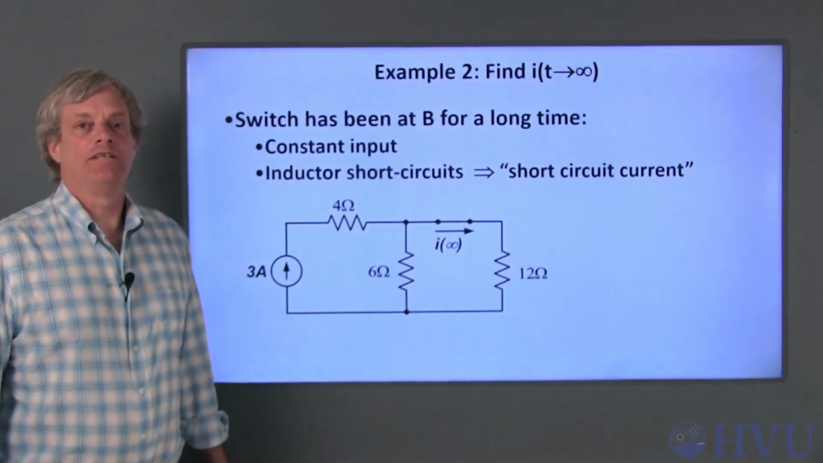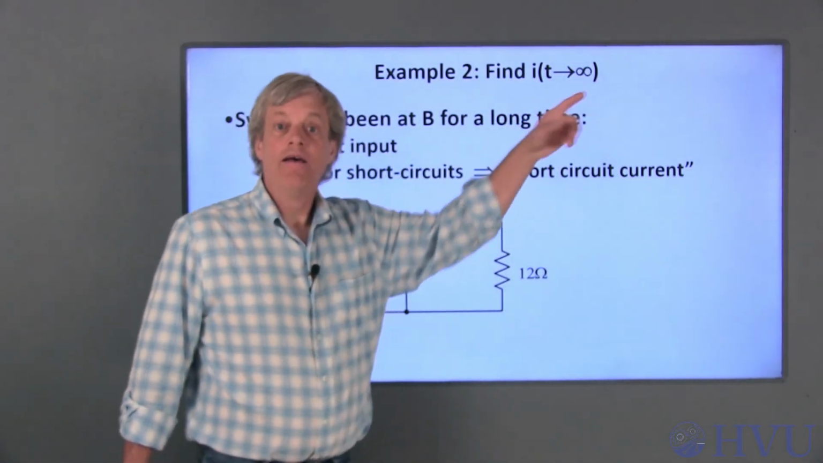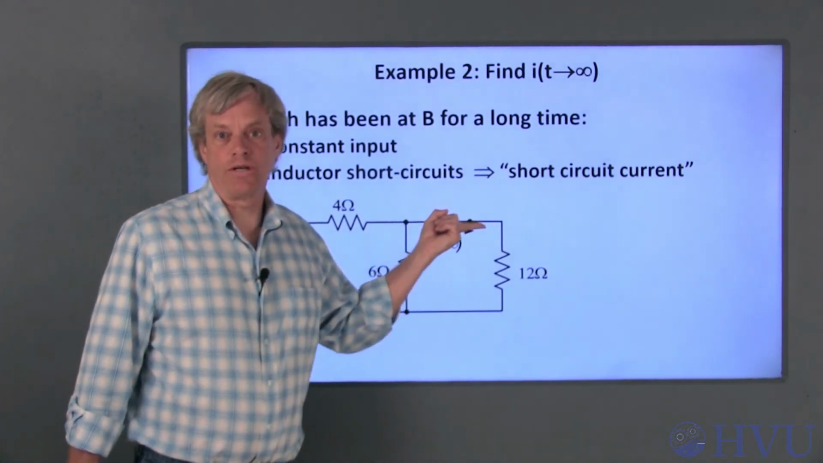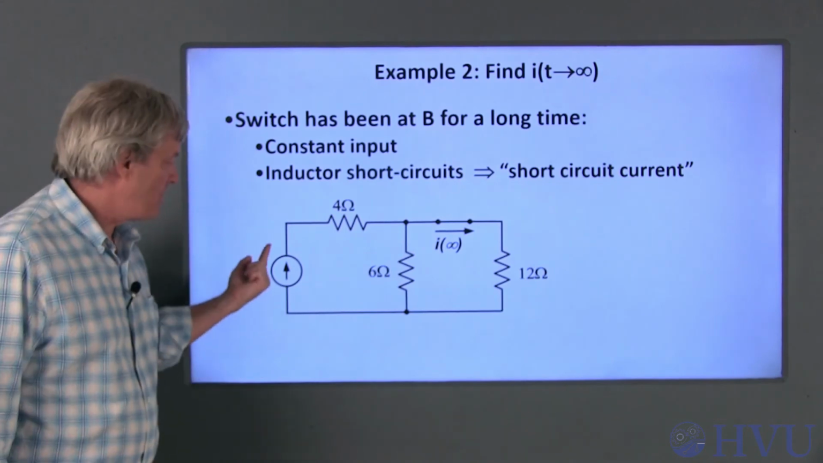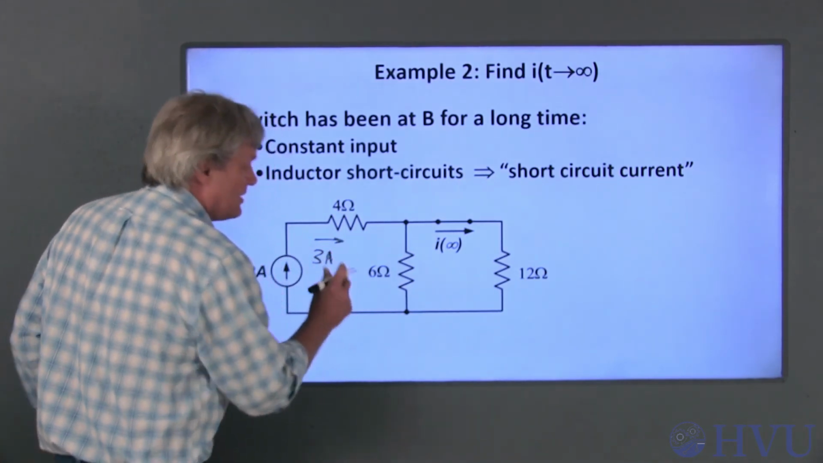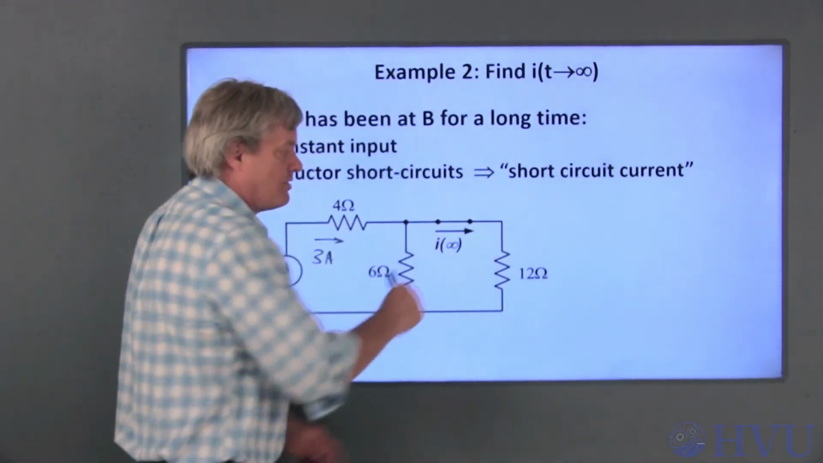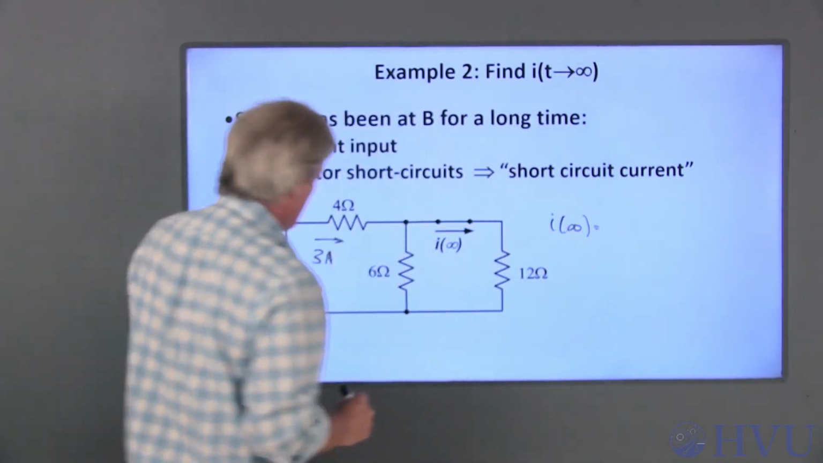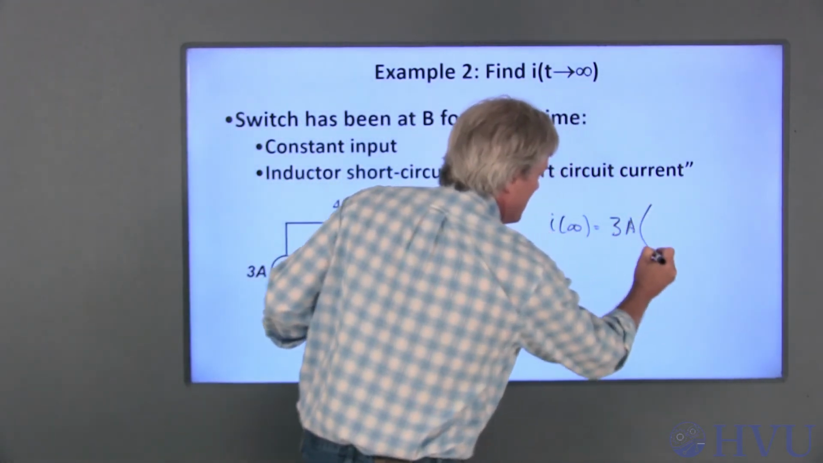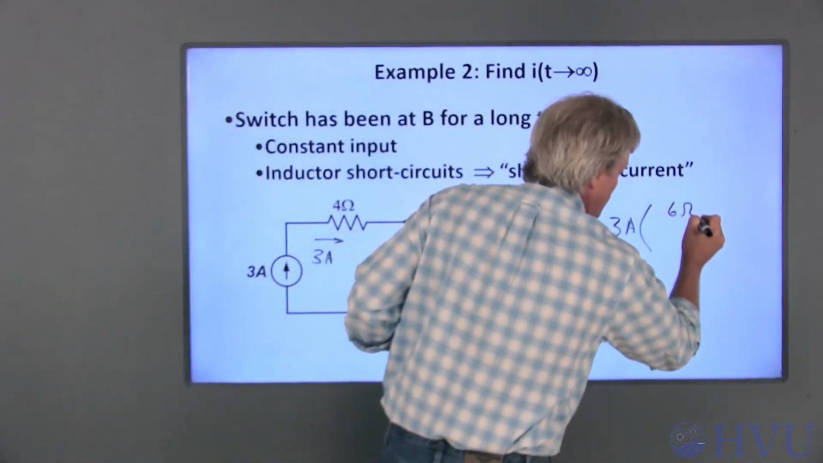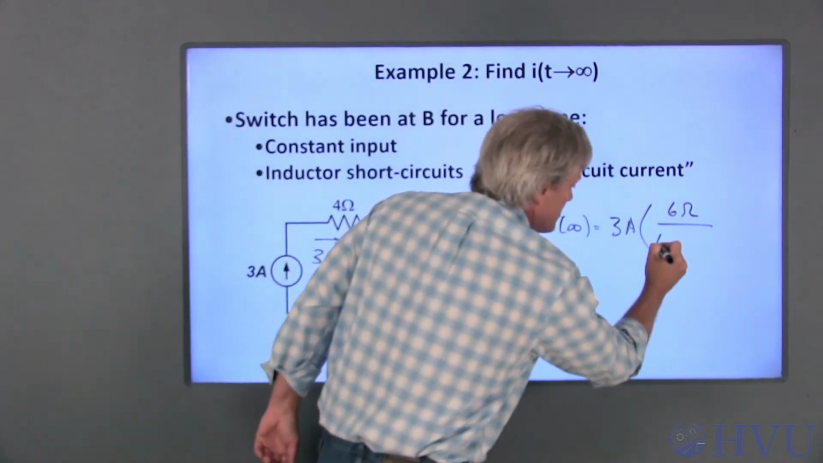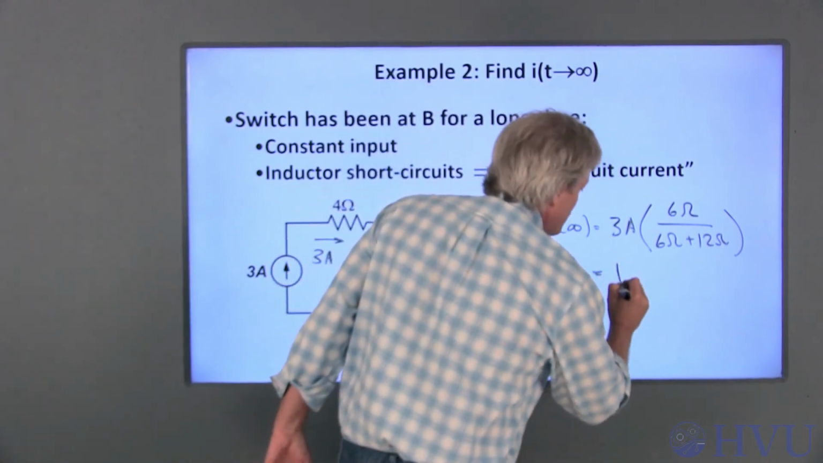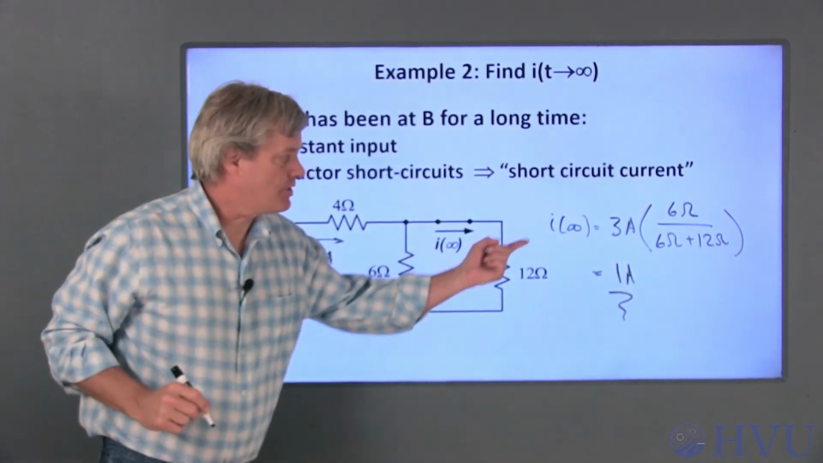Finally, the final condition is the inductor current as time goes to infinity. The inductor has been connected to the constant current source for a long time, so the inductor behaves like a short circuit. The inductor current can be determined from a current divider. We know the current, 3 amps, into a parallel combination, and we want to find the current in one of the resistors in the parallel combination. So I at infinity is the total current, 3 amps, times the other resistance, which is 6 ohms, over the sum of the two resistances, 6 ohms plus 12 ohms. This is 1/3 of 3 amps, so 1 amp is the final inductor current.